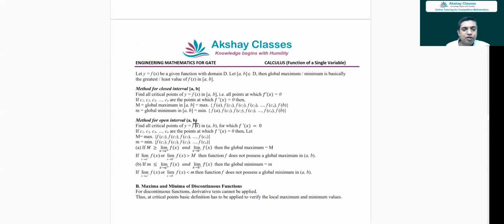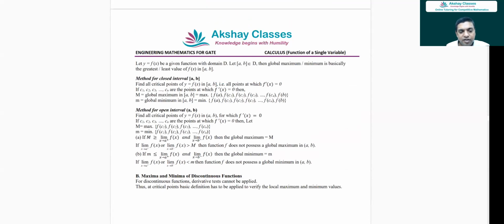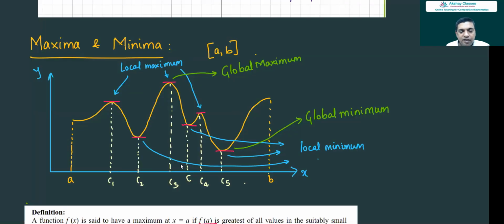For an open interval, what is the method to find? For a closed interval, what is the method to find global minimum and global maximum? Okay? Okay, sir. Yeah, that was it. Any other question? All right.